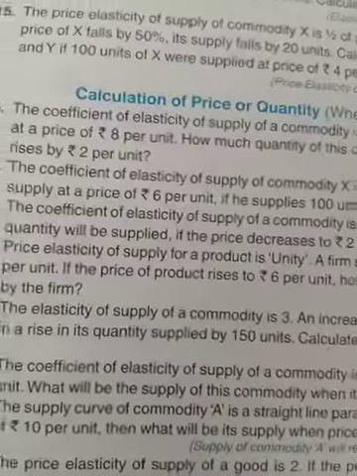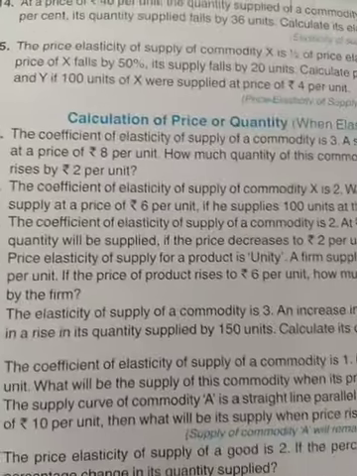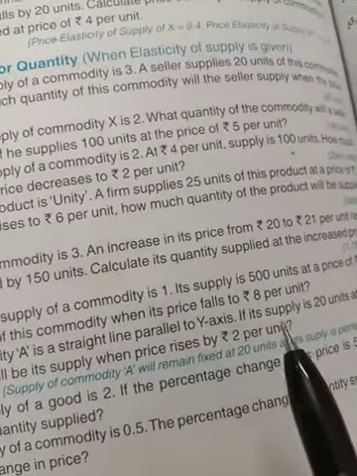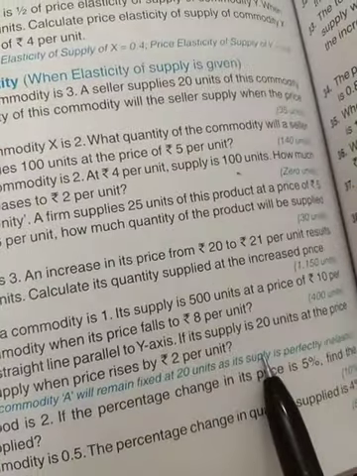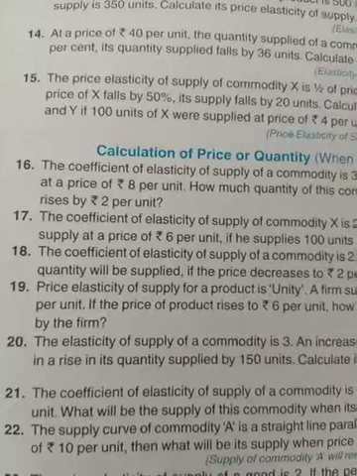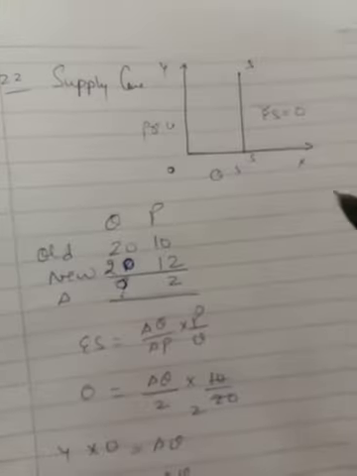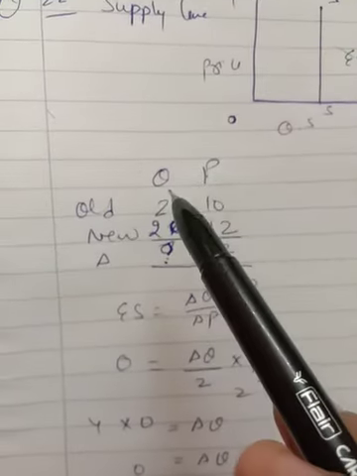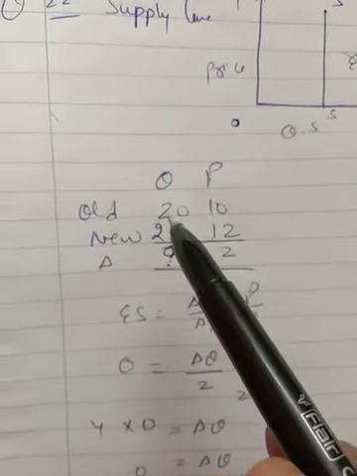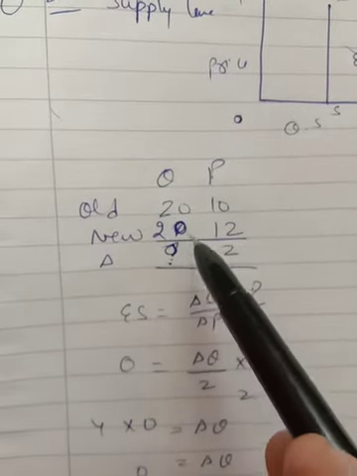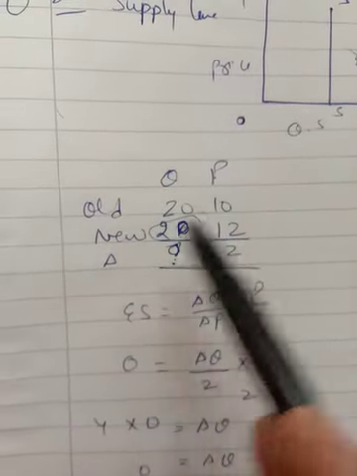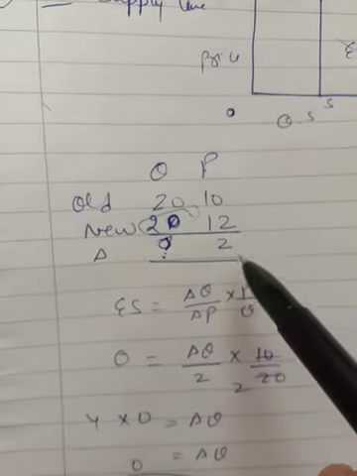Now the supply curve of a commodity, we are talking about question 22. If its supply is 20 units and the price is 10 rupees per unit, then what will be the supply when price rises by 2 rupees per unit? First you have to sort out what is given. Here the elasticity of supply is given as 0. The old quantity is 20, and the new quantity you have to calculate. Price 10 and 12, so the change in price is 2.